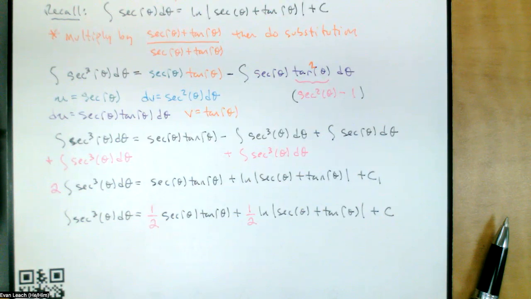The other thing that was in play here is us just remembering that the integral of secant was natural log of absolute value of secant theta plus tangent theta. Let's look at the next one and see how these same things come into play.